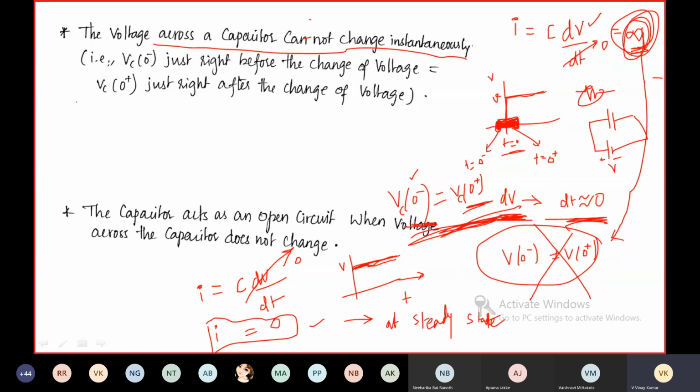We should be careful with these two statements. Statement one is the voltage across a capacitor cannot change instantaneously: Vc of 0 minus is equal to Vc of 0 plus. Statement two is the capacitor acts as an open circuit when voltage across the capacitor doesn't change. That is, under steady state DC voltage, the capacitor acts as an open circuit.